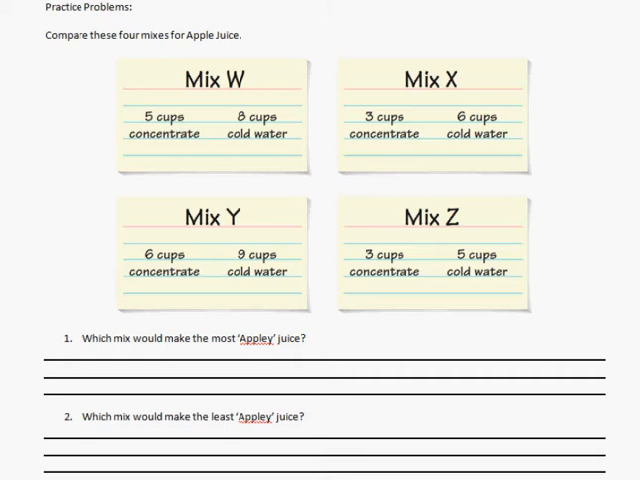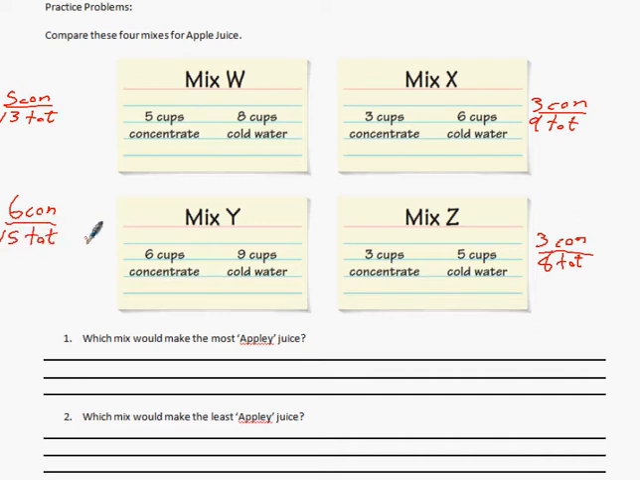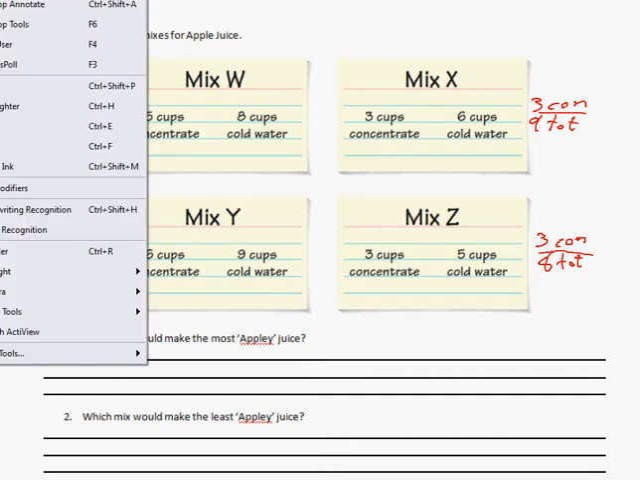Same exact thing as we did before. Cups of concentrate over total cups it makes, for each mix. Turn these things into percents.